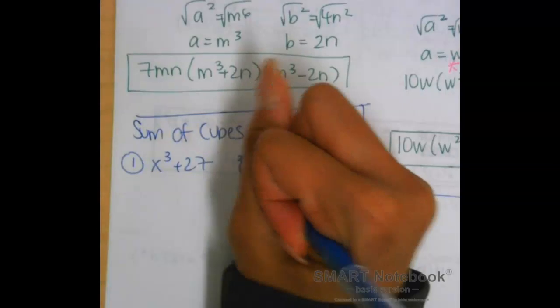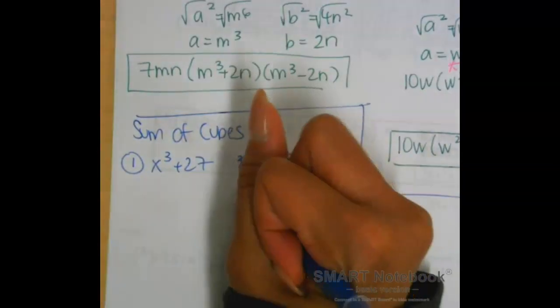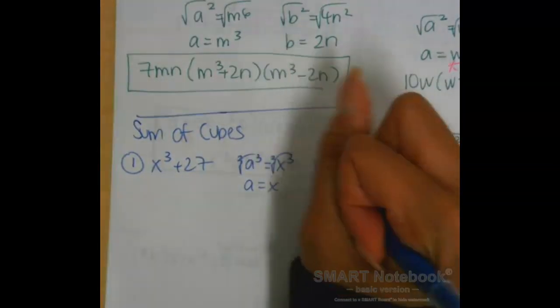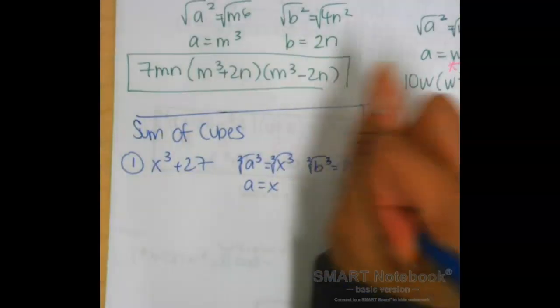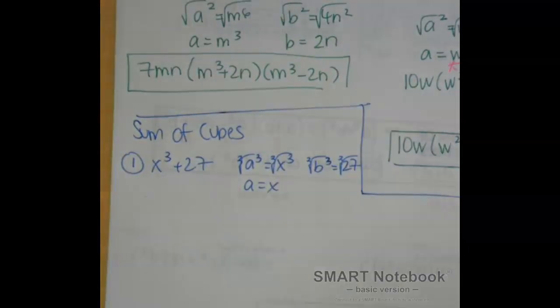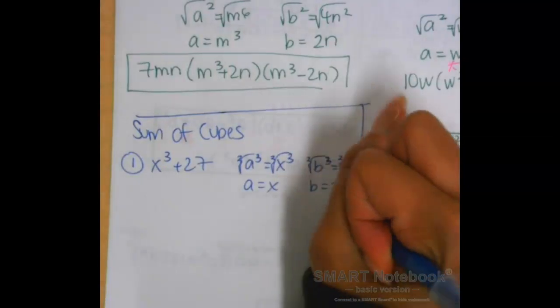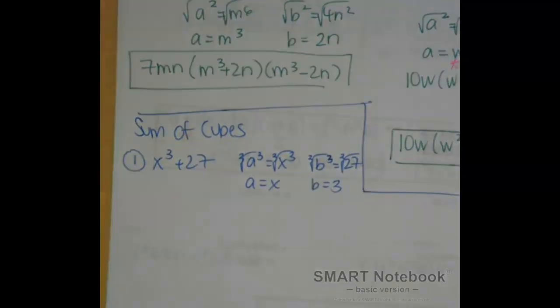Amiko, what's the cube root of x cubed? Just x. Amiko, this is a cubed. What's the cube root of 27? Just 3. We can just write 3.